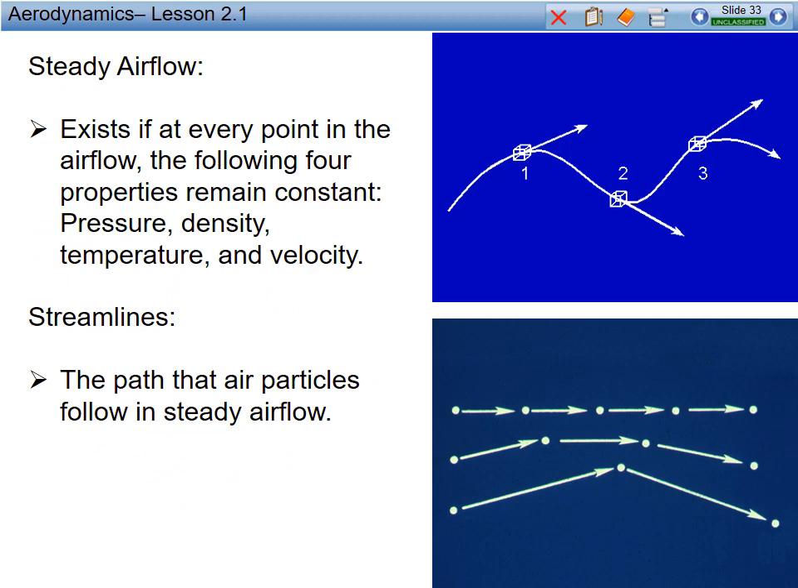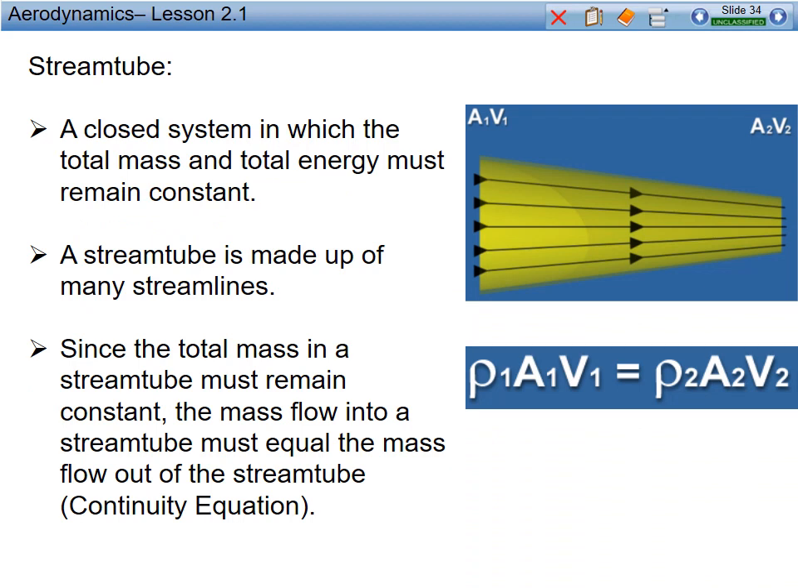Steady airflow exists if at every point in the airflow, the following four properties remain constant: pressure, density, temperature, and velocity. Streamlines are the path that air particles follow in steady airflow. A stream tube is simply a collection of streamlines.